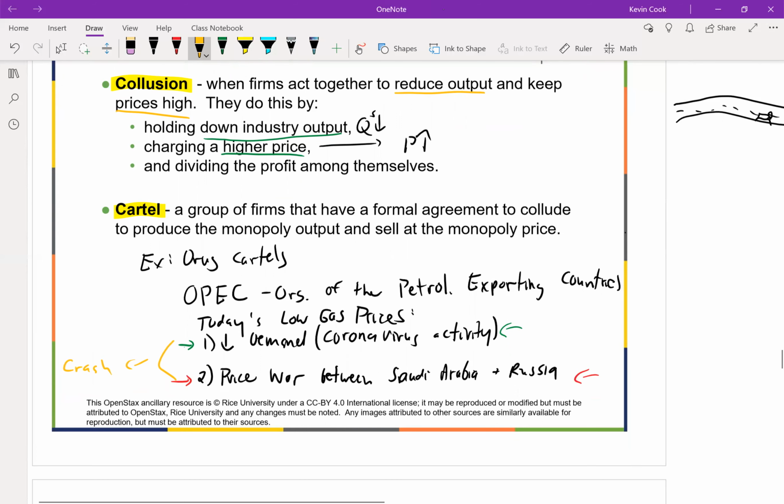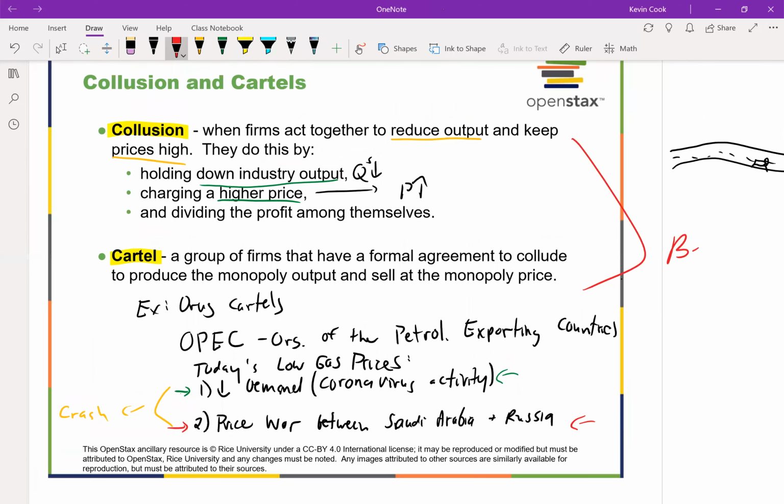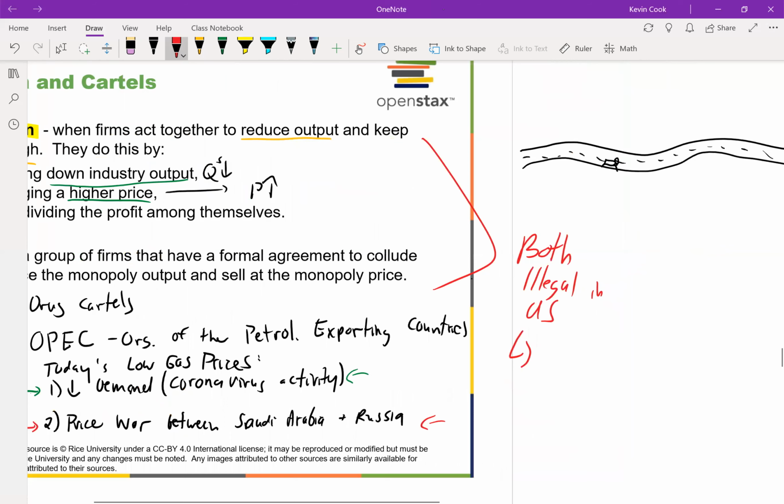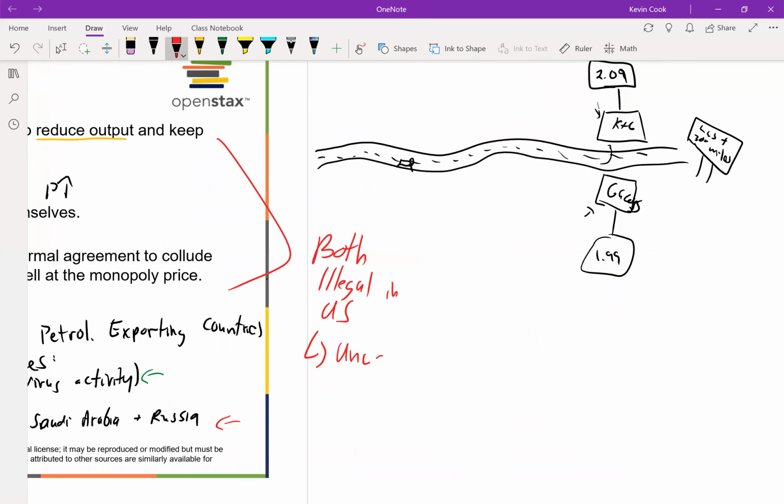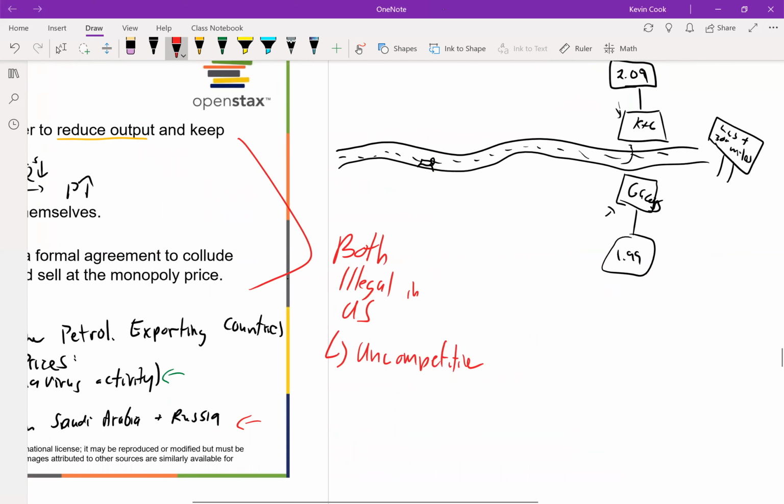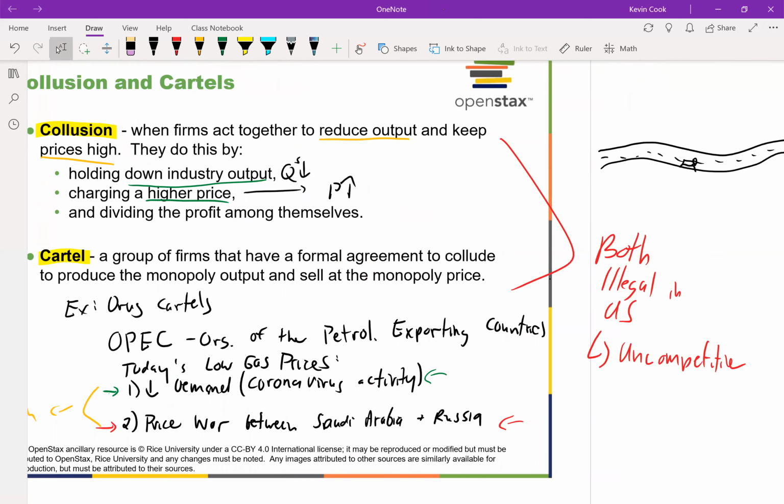In the US, these are illegal because they are uncompetitive. So they're illegal because they are uncompetitive and they're not good for the consumer. But drug cartels are outright bringing illegal substances into the country, or they're dealing with illegal substances, whether coming from abroad or domestic, whatever the case may be.